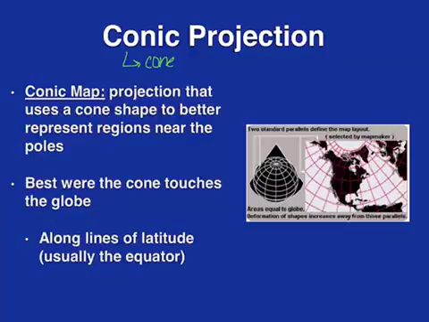So what they would do is curl a piece of paper so that it would form a cone, so here's our cone, and then set it over the globe. Again, the globe would be shining a light out from it, and then they would trace it. And so the best and least distortion is up here near the poles.